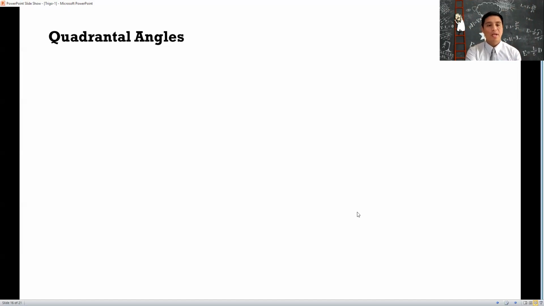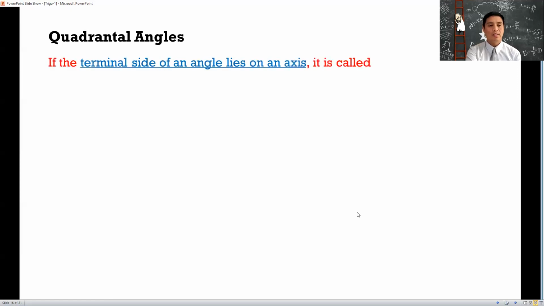So when can we say that the angle is quadrantal? This is the thing that you have to bear in mind. If the terminal side of an angle lies on an axis, it says an axis. It doesn't specify either x-axis only or y-axis. As long as it is an axis, meaning it could be the x-axis, it could be the y-axis, it could be the positive x-axis, it could be the negative x-axis, it could be the positive y-axis or negative y-axis, then the angle is a quadrantal angle.